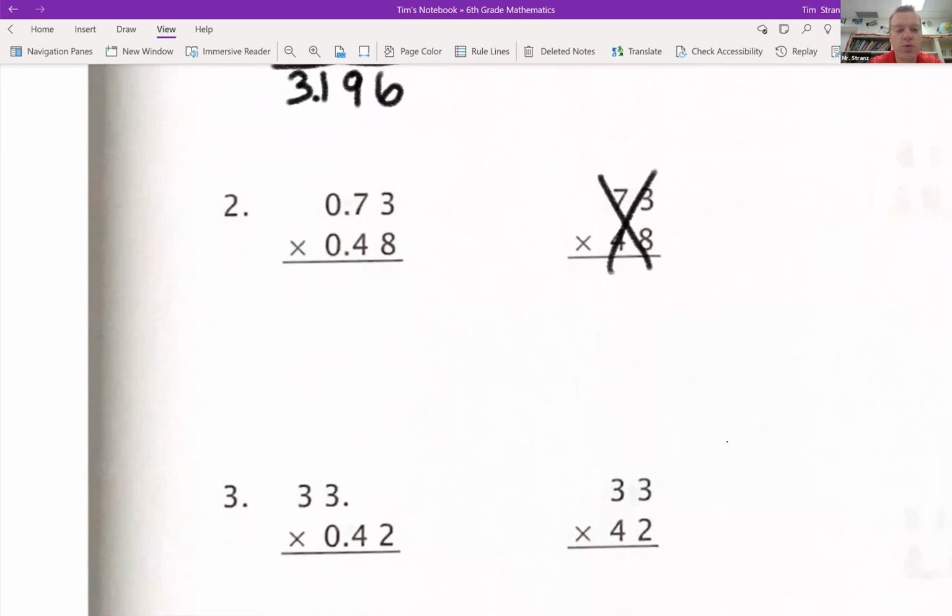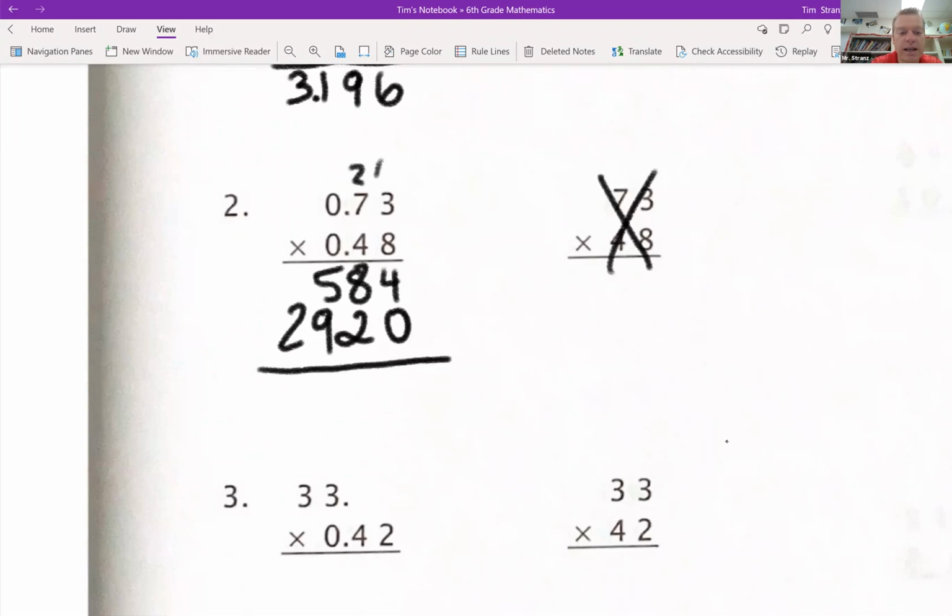We got 0.73 times 0.48. 8 times 3 is 24. 8 times 7 is 56, plus 2 is 58. Placeholder, 4 times 3 is 12. 4 times 7 is 28, plus 1 is 29. Add these together, you get 4, 10, carry 1. It's going to be 15 and 3. Again, on this one, you're going to have 1, 2, 3, actually, not 3. You're going to have 4. So 1, 2, 3, 4 decimal places. So 1, 2, 3. So your decimal is going to go out front right there.